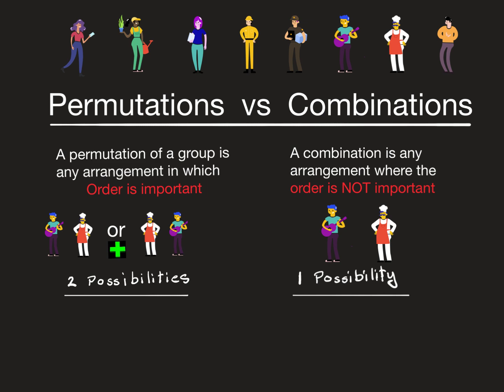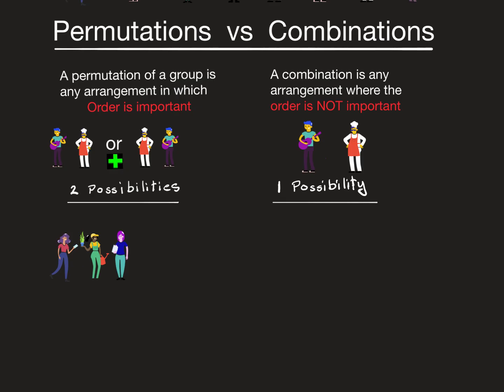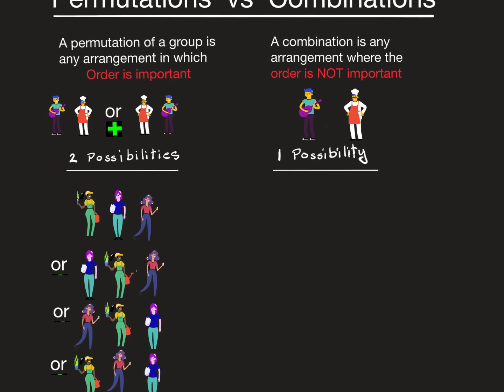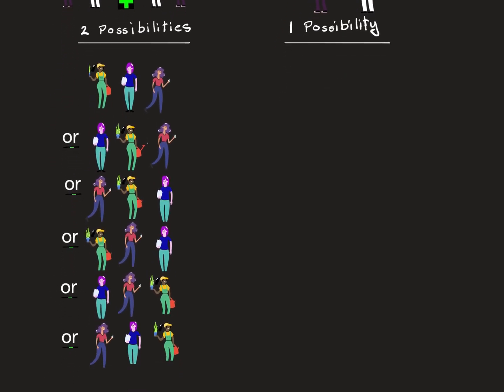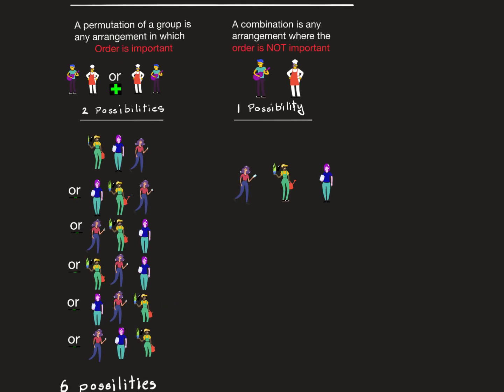Let's choose a group of 3 people. In how many ways could we arrange these ladies? I counted 6 different possibilities. Okay, now these same 3 ladies, a combination of them where order is not important will only give me one possibility.